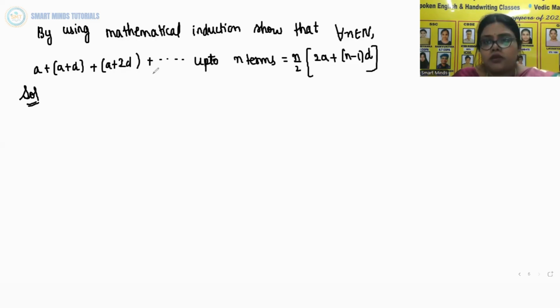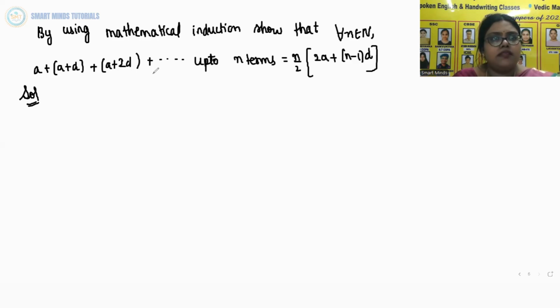Now take the next question. This is also very important. By using mathematical induction, show that for all n belongs to N, a plus d plus a plus 2d plus so on up to n terms is n by 2 into 2a plus n minus 1 into d.